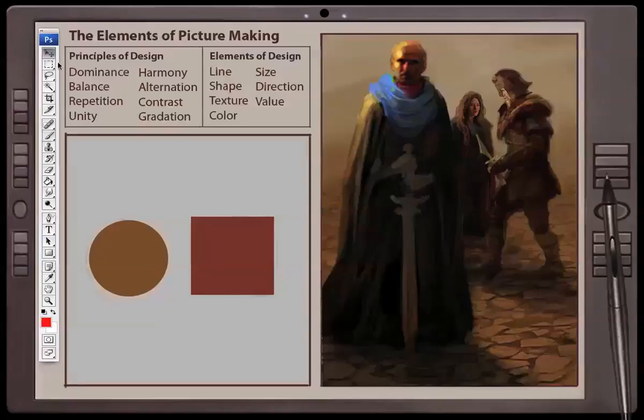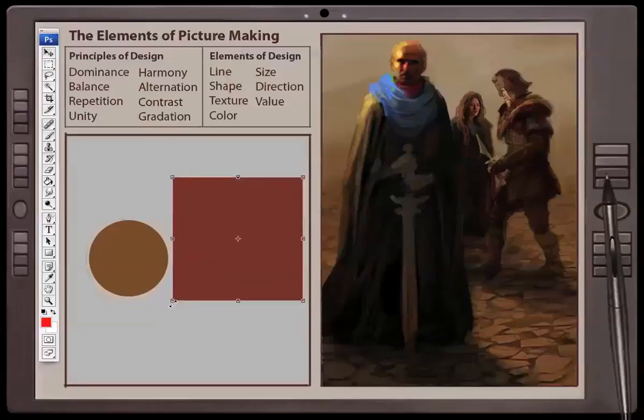That means that one of these shapes needs to be enlarged. So by enlarging the red shape, there is now more of this one particular shape than the other. The other is smaller. Also, there is more of one particular color, the red. There is more red than there is orange.